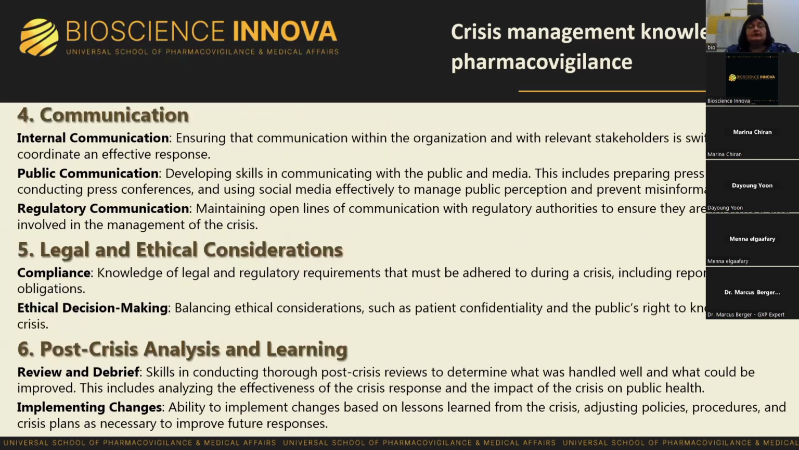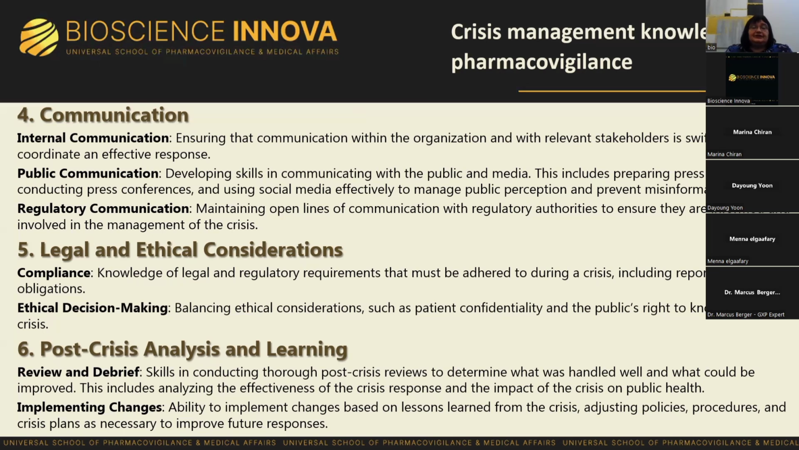Communication and crisis management. Internal communication ensures that communication within the organization and with relevant stakeholders is swift and clear to coordinate an effective response. Public communication: developing skills to communicate with the public and media. This includes preparing press releases, conducting press conferences, and using social media effectively to manage public perception and prevent misinformation. Regulatory communication: maintaining open lines of communication with regulatory authorities to ensure they are informed and involved in the management of the crisis.